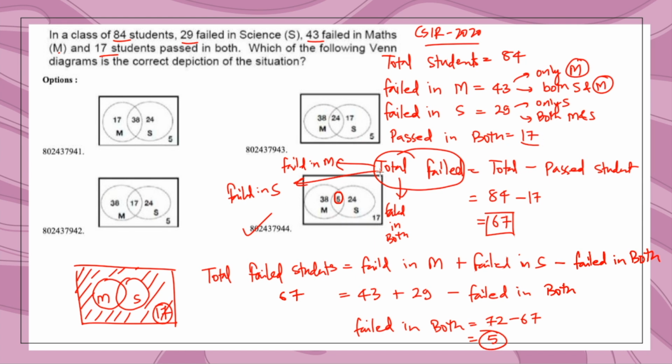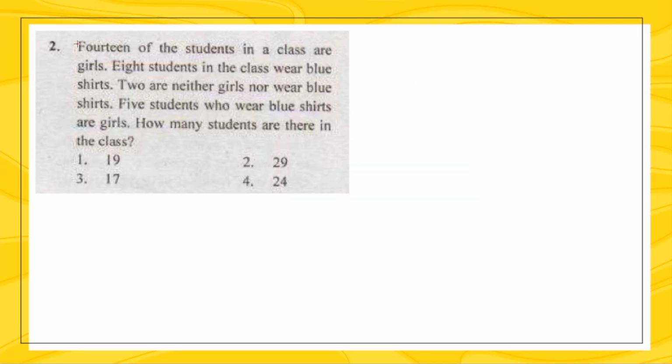So this is how you can justify the whole Venn diagram, and the correct answer we have already got earlier, right? So this is how you understand and you do this question. We'll take one more question to do. Okay, so this is a question. It says 14 of the students in a class are girls. 8 students in the class wear blue shirt. 2 are neither girls nor wear blue shirt. 5 students who wear blue shirts are girls. How many students are there in class?